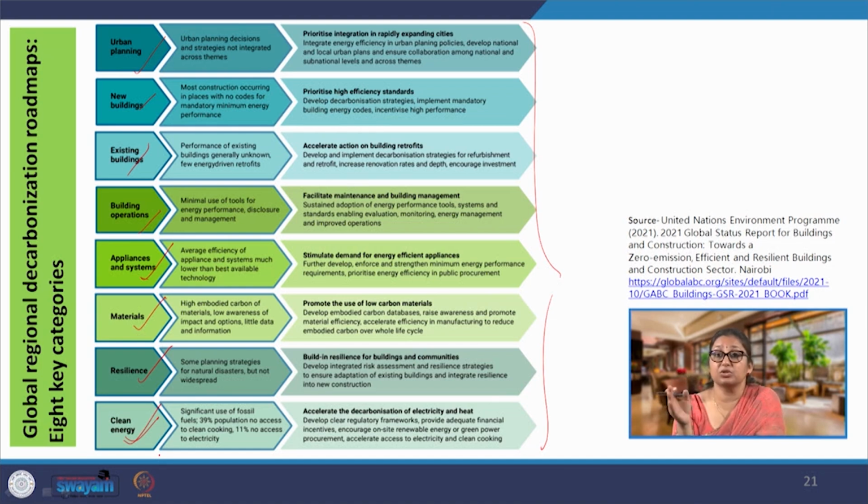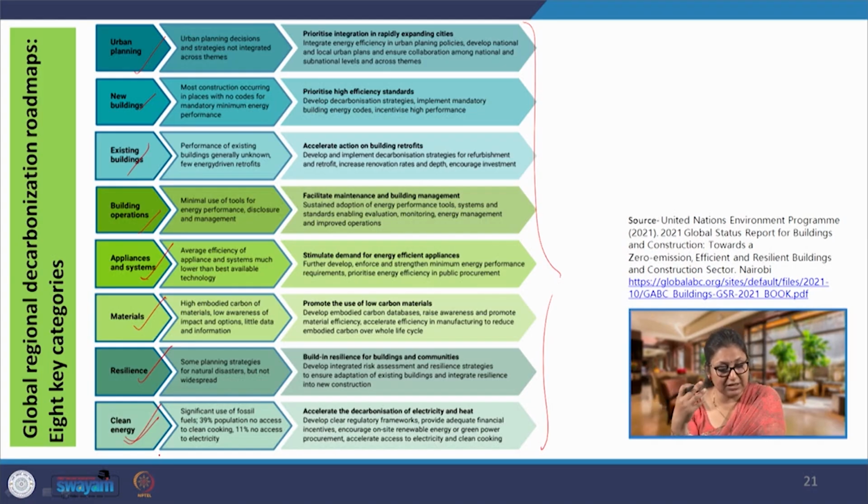So, the newer energy codes have to mandate very high efficiency standards, and for existing building stock we have to accelerate the action on building retrofits. The buildings have to be retrofitted to be more efficient. As time is passing, we saw that the energy intensity came down, but what about the existing buildings? We have to act on retrofitting these buildings. Then we have to facilitate maintenance and building management, because a lot of times a building is constructed to be efficient, but the operations are extremely inefficient, which may result in an inefficient building at the end of the day.